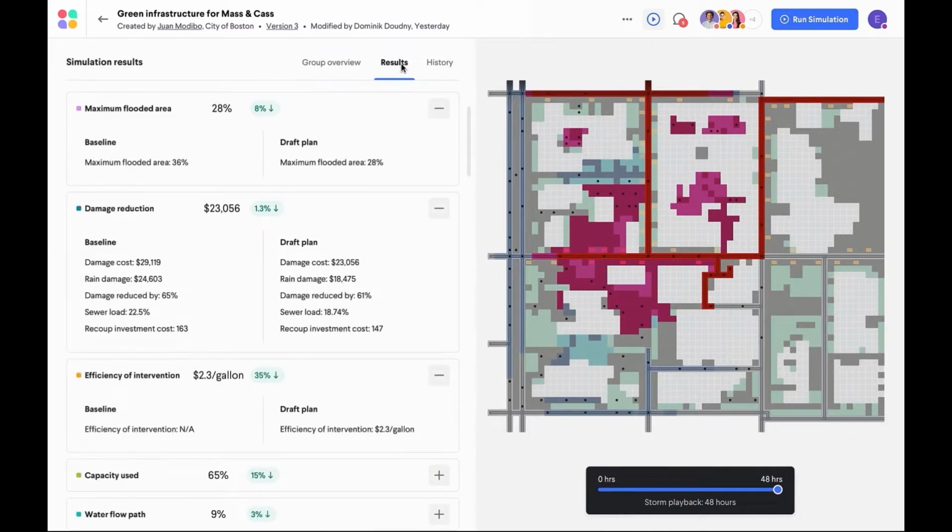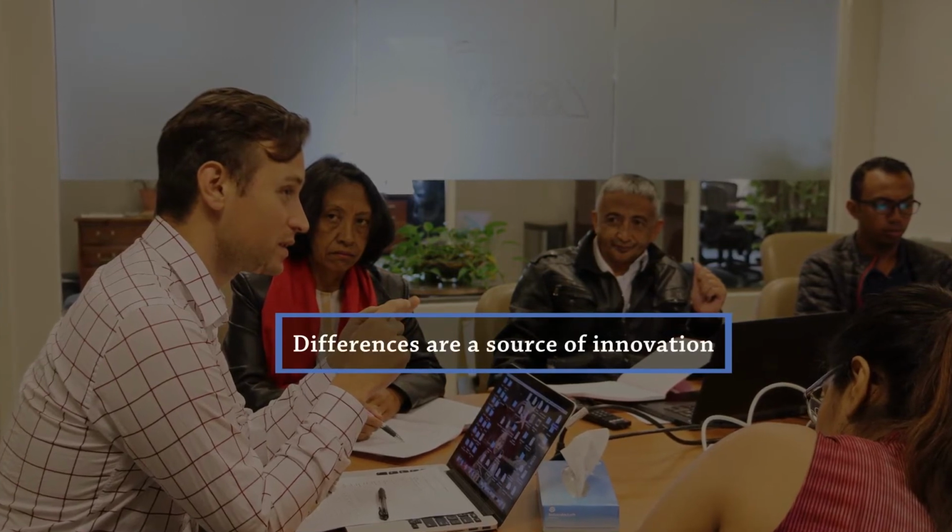The results are compared against a baseline with no intervention, as the intent is not accuracy, but relative improvement across scenarios. This feedback provides a basis for informed deliberation where differences are a source of innovation more than conflict.